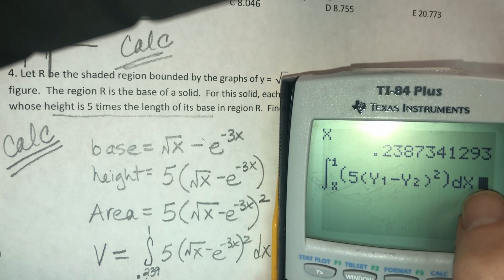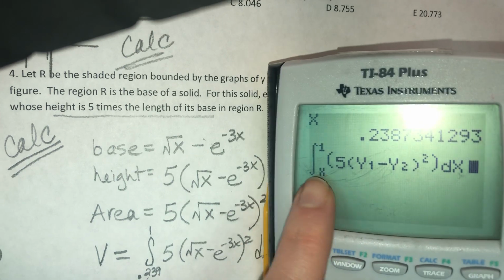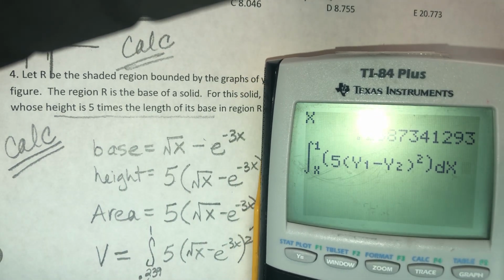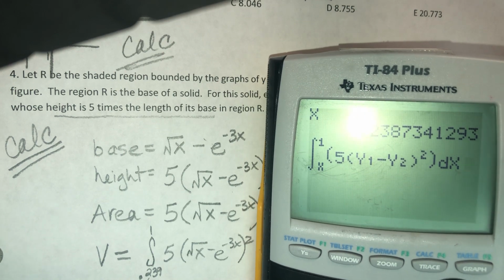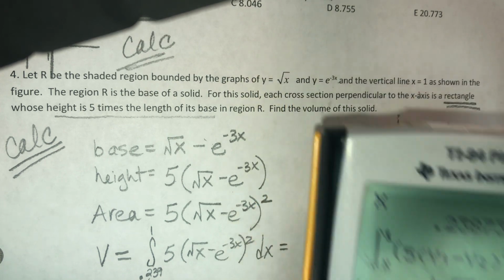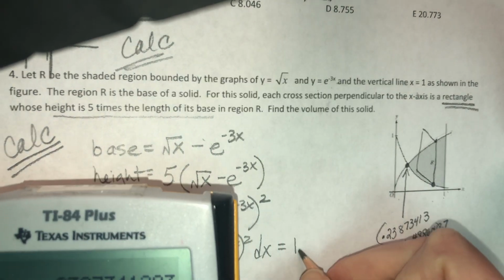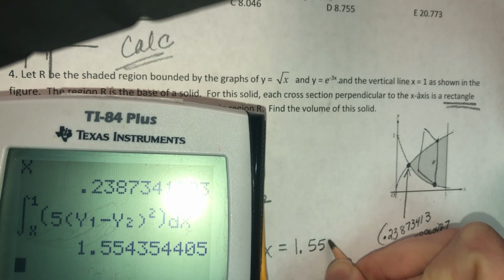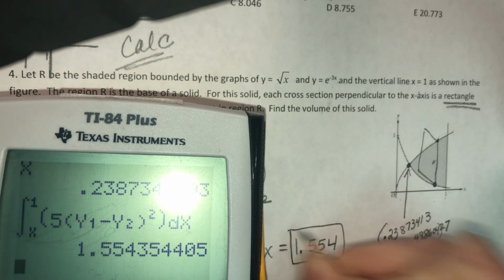dx. And this x is different. It will not pull that number in for the dx. It's using the x as the independent variable there. I know, it's amazing. Now we're going to press enter, and it gives us the answer, which is 1.554. And that's a done deal.